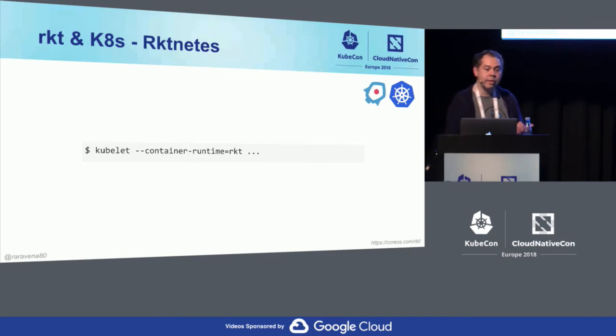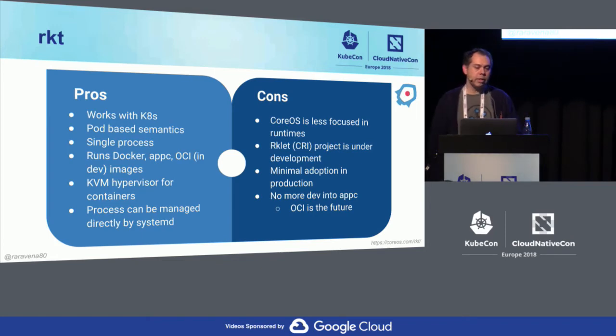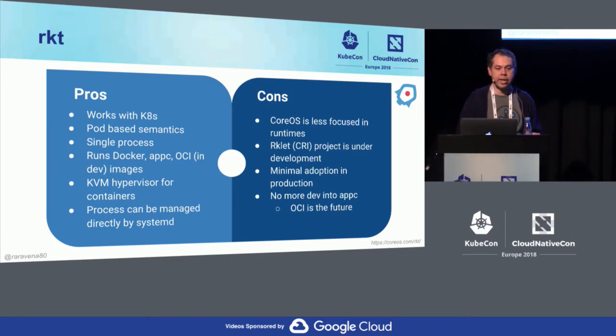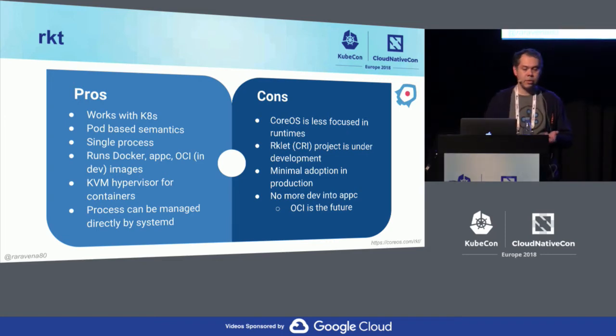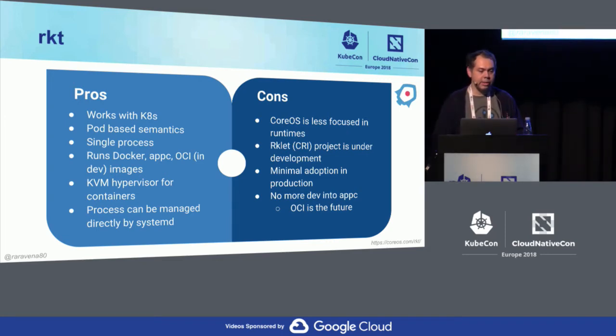This is how you run Rocket with Kubernetes, aka Rktnetes. So you would just start your kubelet, and you specify your container runtime as Rocket. So some of the pros, it works out of the box with Kubernetes. It's got this pod-based semantics that is very similar to Kubernetes. Just a single process. It supports KVM to run workloads. It supports Docker, AppC, maybe OCI in the future.